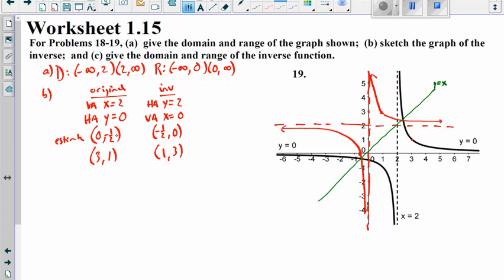Last thing we've really already answered, because that is part C, give the domain and range of the inverse. Remember, all x and y switch. So for part C, we're going to go back up here and just switch these. The domain is now negative infinity to 0 and 0 to infinity, and the range is now negative infinity to 2 and 2 to infinity. Okay? Just switch those around right away.